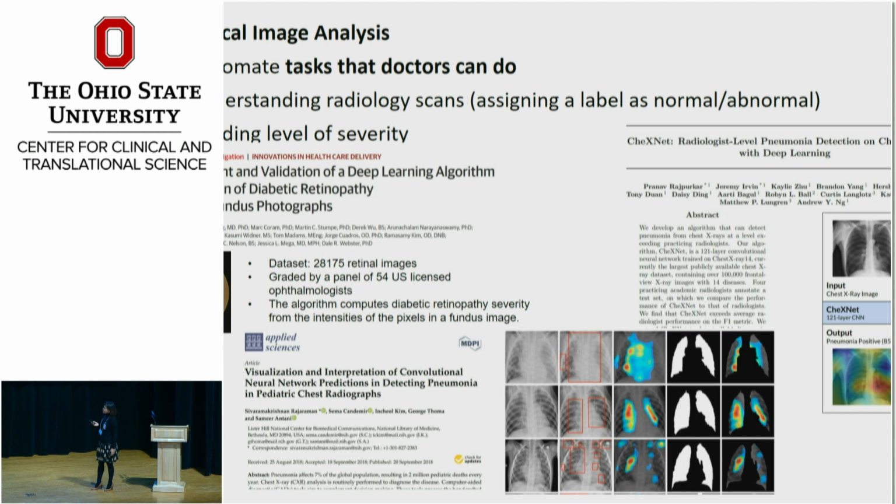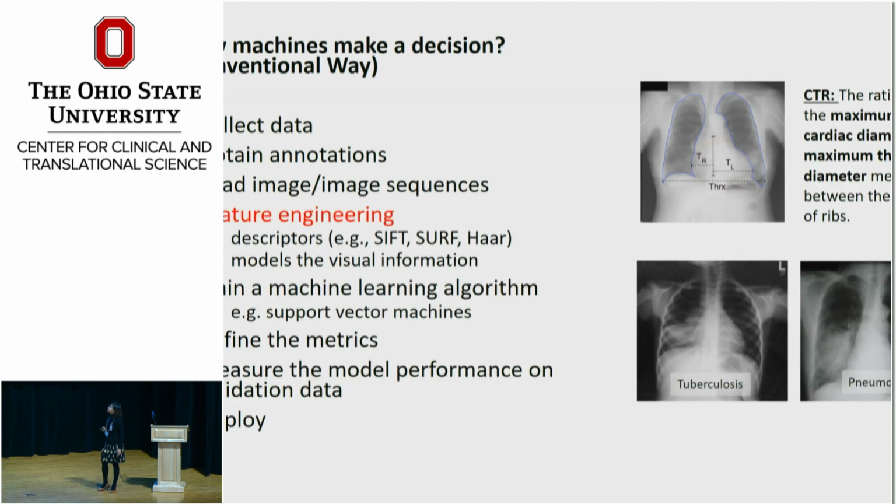For the grading level of severity example, this study is very interesting. They trained a neural network system with a very large set of fundus images, and the algorithm is able to grade the severity of diabetic retinopathy as good as ophthalmologists. But how do machines make a decision?